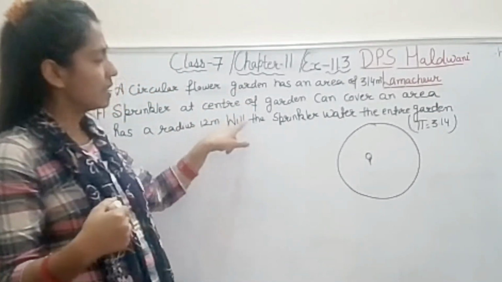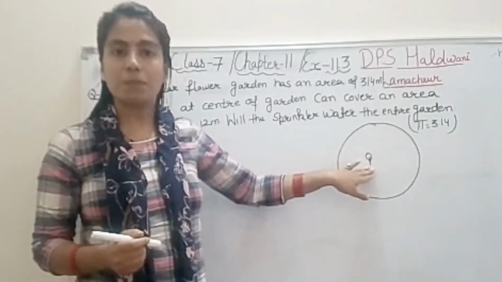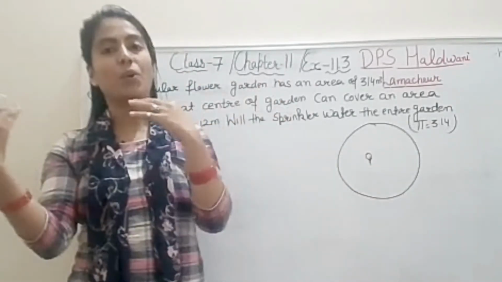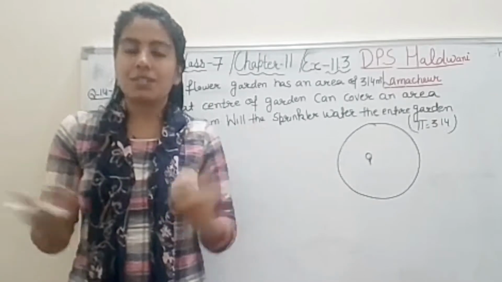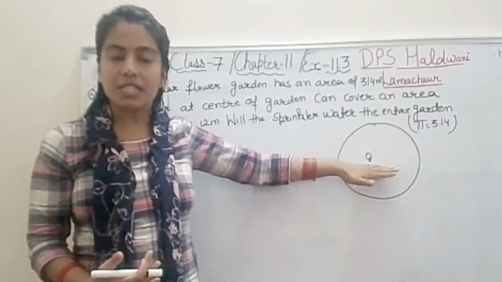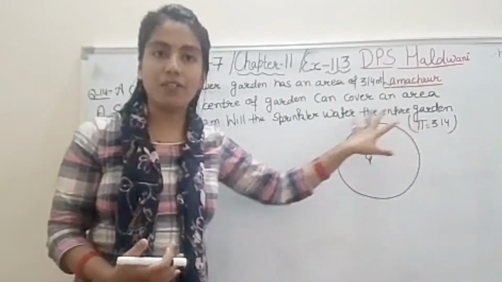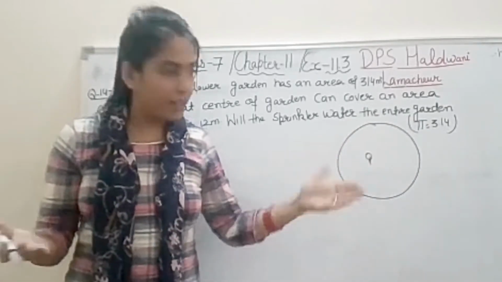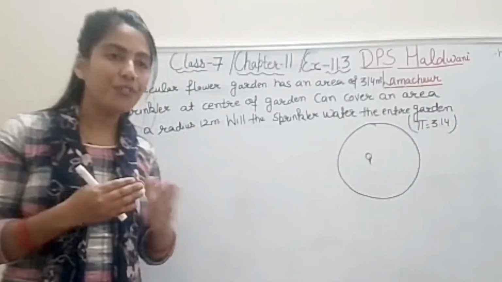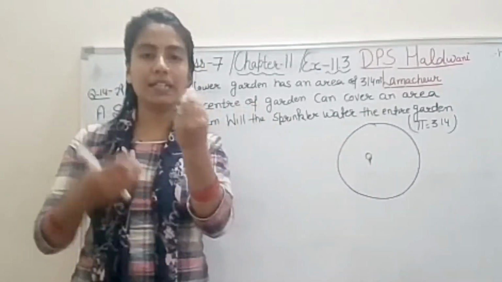Right, student? Will the sprinkler water the entire garden? Means, is this sprinkler giving water all over the garden? So how will you find out? See, if the area of the sprinkler is greater than or equal to the area of the garden, it means yes. Or if the area of the sprinkler is less, it means it can't. So first of all you will find out the area of the sprinkler.